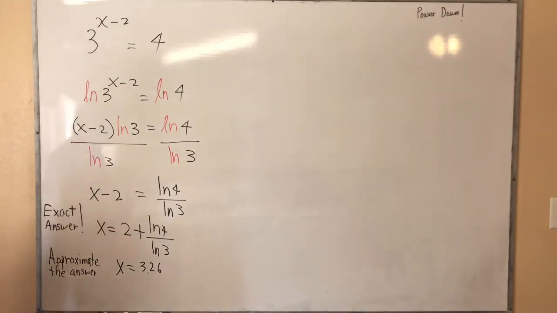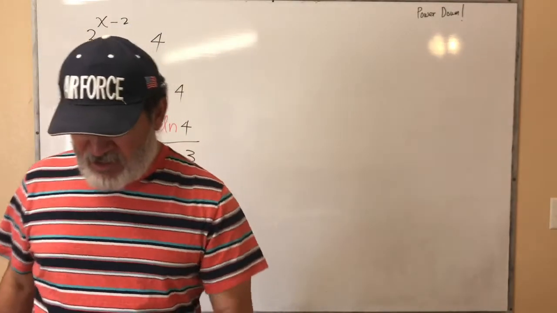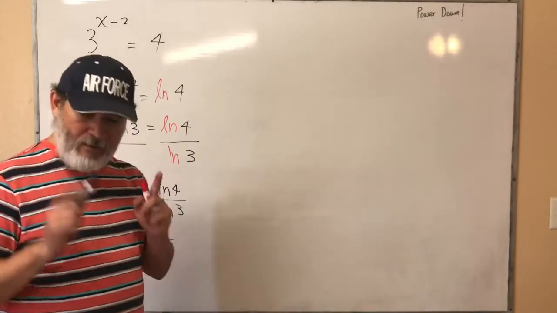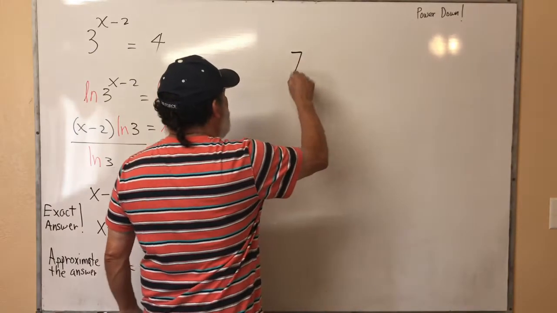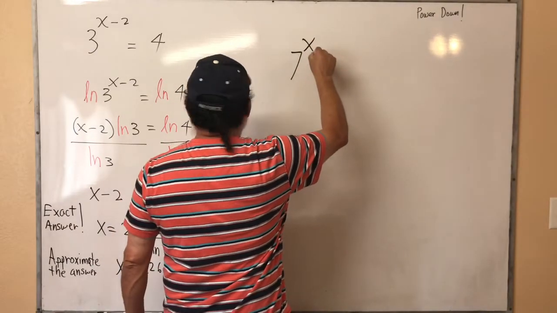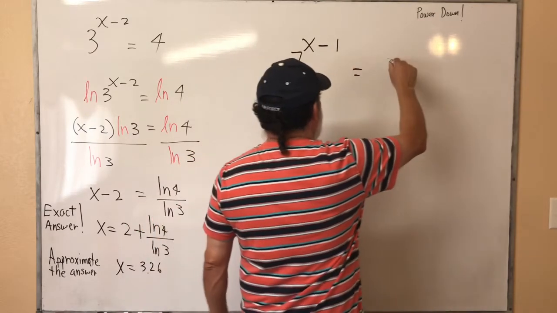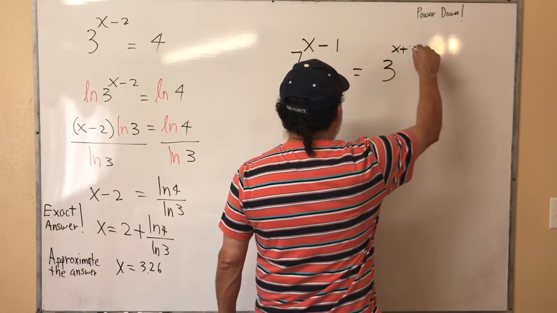Let's do another one. Here is another one. Here's one more. Okay. Watch this. 7^(x-1) = 3^(x+2).